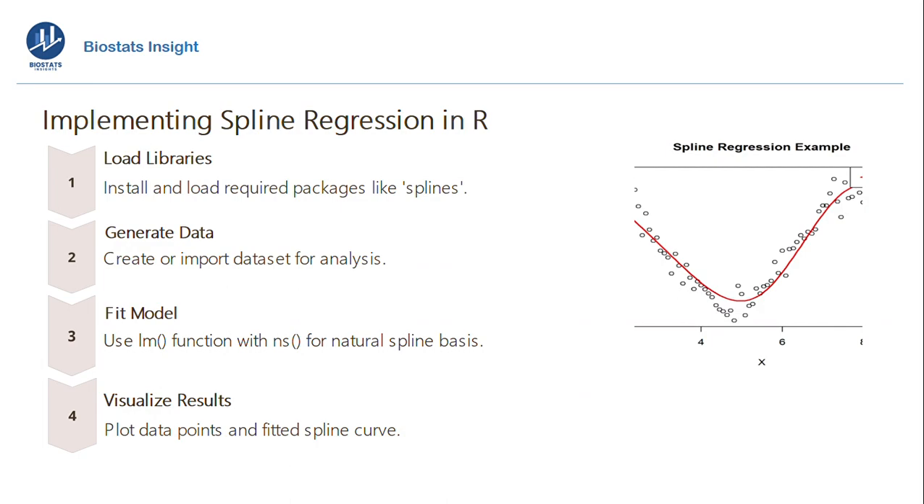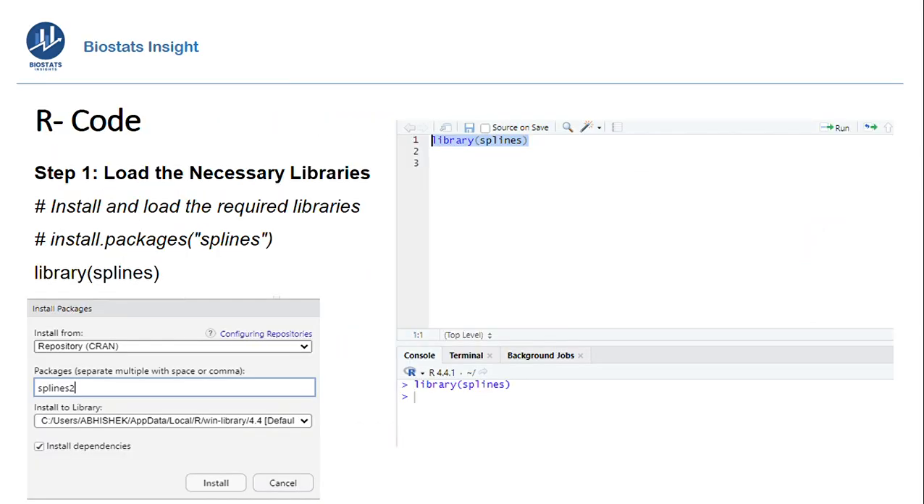Now, how to construct spline regression in R? First, we have to load the library known as splines. Second, generate the data. Third, fit the model. Fourth, visualize the result. So this is the first step. This is your RStudio, where you need to install the library called splines. I added these steps also, so you can follow and try it on your own.